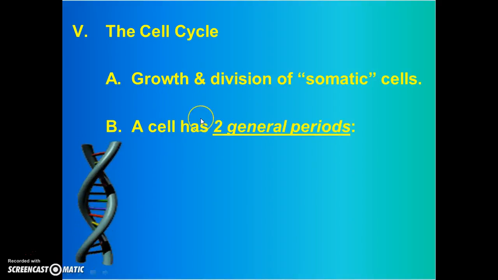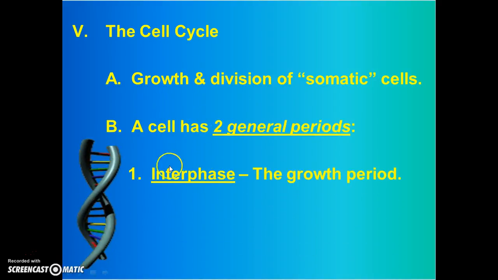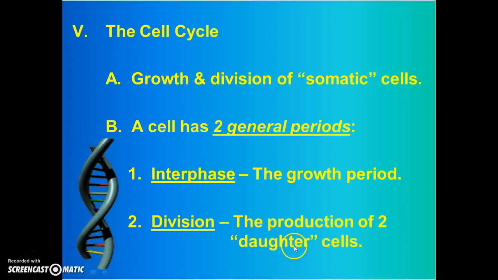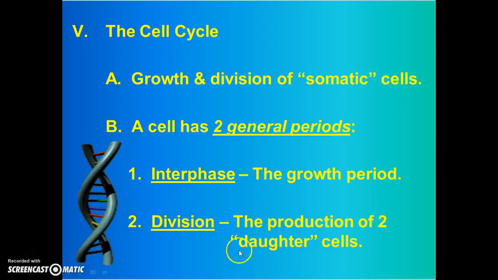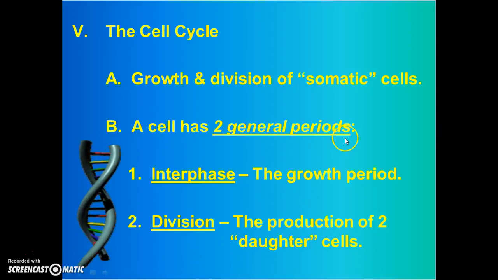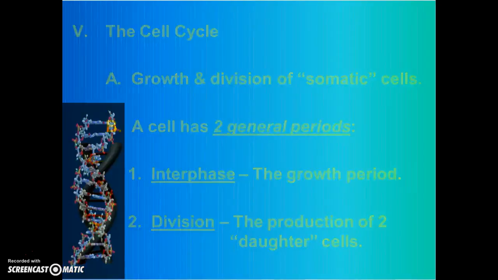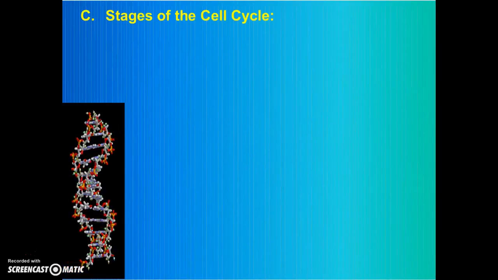A cell has two general periods. It has interphase, which is the growth period, and division, the production of two new daughter cells, which is basically what comes out from the original cell. But this division stage can be divided into more subcategories, into stages.